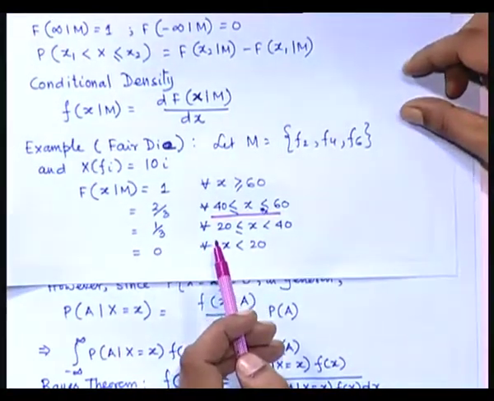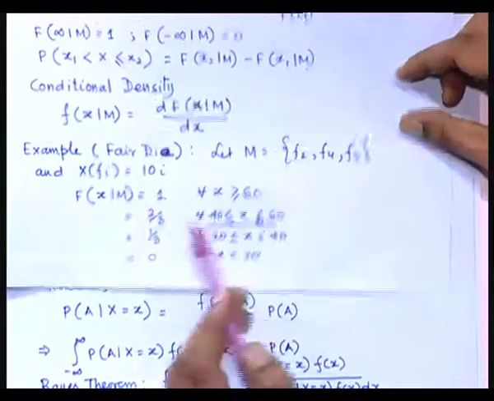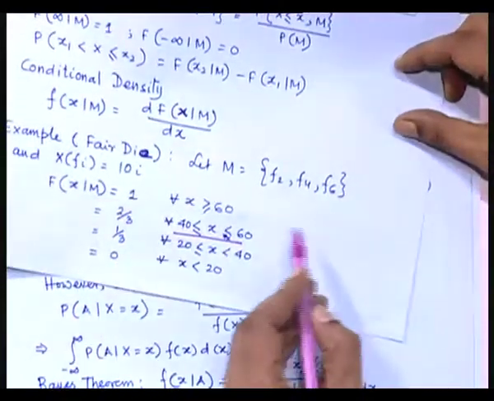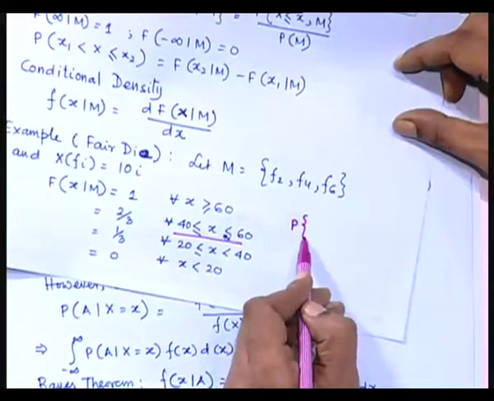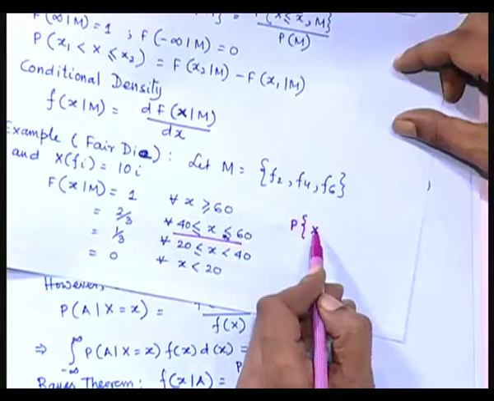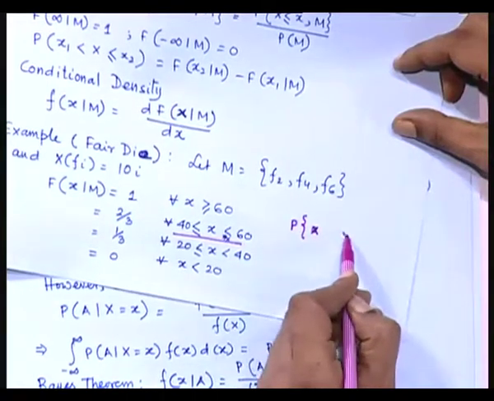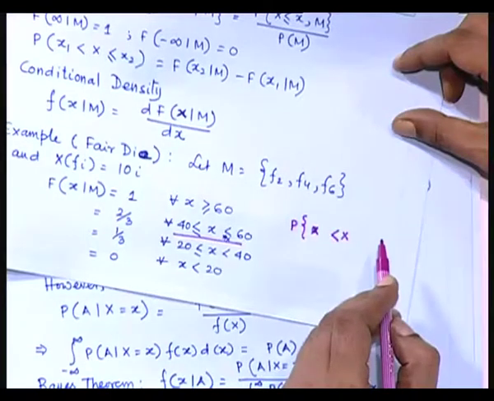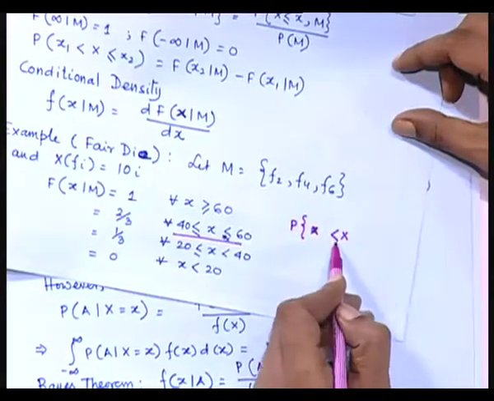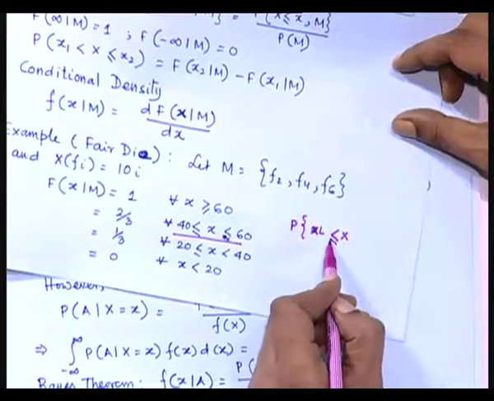It is, first of all, find out. So, we have to find out what? We have to find out the probability that x is greater than or equal to 40, no, greater than 40, let us say.